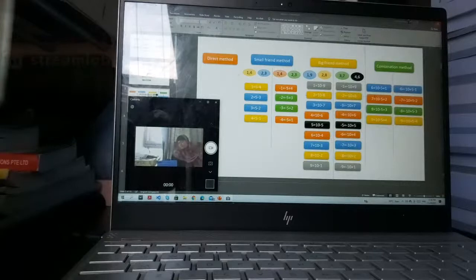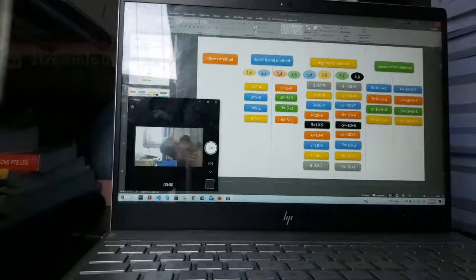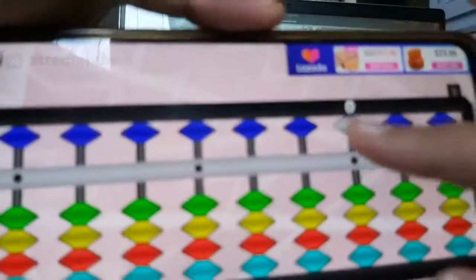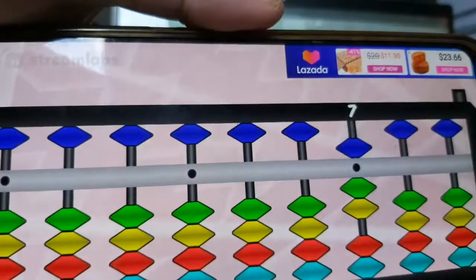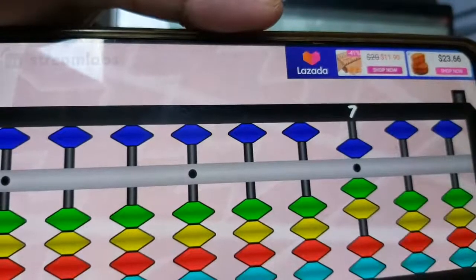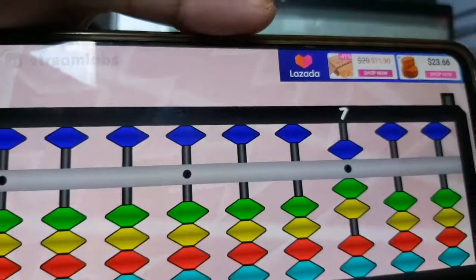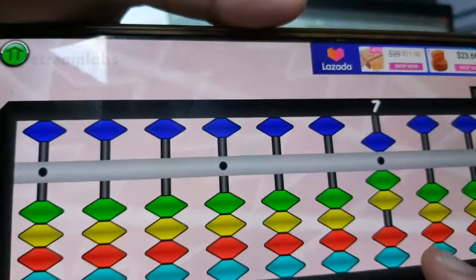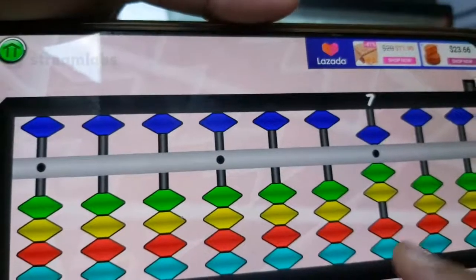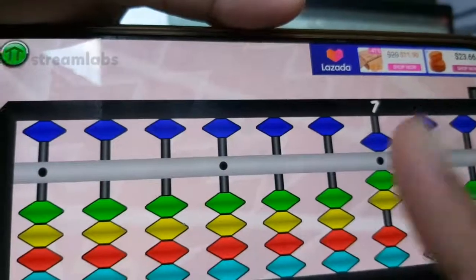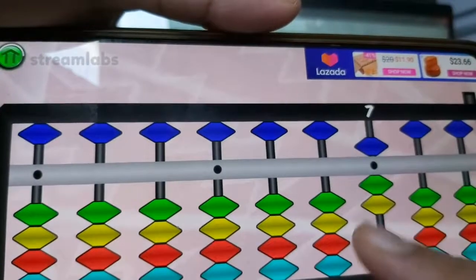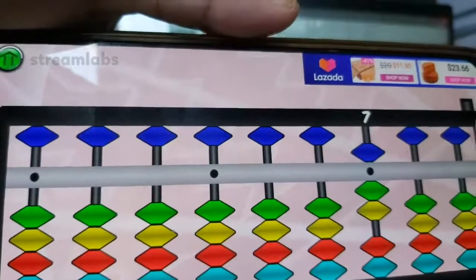Don't worry. 7 plus 7. How to do 7 plus 7? How to add 7? To add 7, we don't have direct beads. Only 2 beads are there. So we need to go for the big friend method. But what is the big friend formula for 7? Plus 10 minus 3. But do you have 3 beads to subtract? No, we don't. So we can't apply our big friend method. So we will go for the combination method.